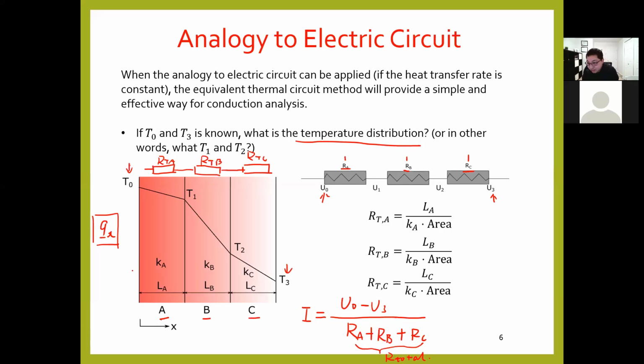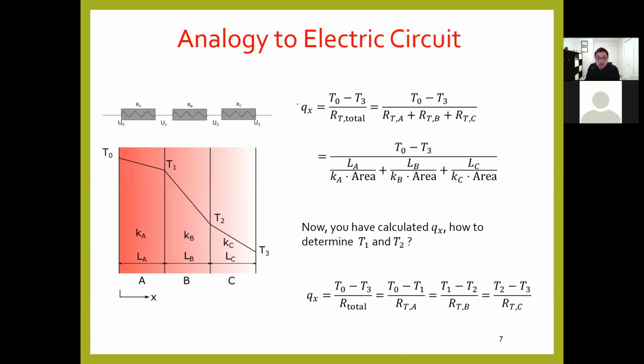In the heat transfer case, it's the same. The heat transfer rate equals the overall temperature difference, T0 minus T3, divided by R total. The way to calculate the thermal R total is the same as the electrical circuit. So R thermal total equals thermal resistance A, thermal resistance B, thermal resistance C; you just sum them up. So you will be able to calculate the heat transfer rate in this case. Now, if you know the heat transfer rate, then you will be able to calculate T1 and T2.